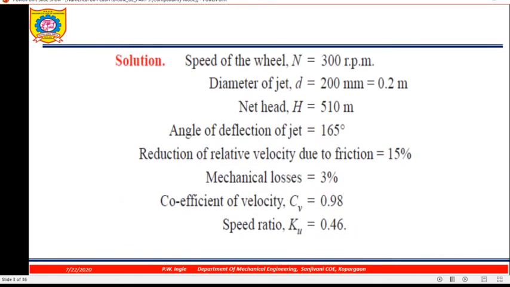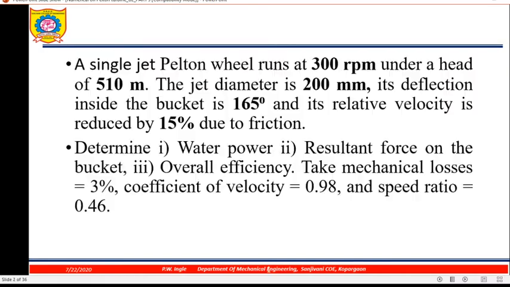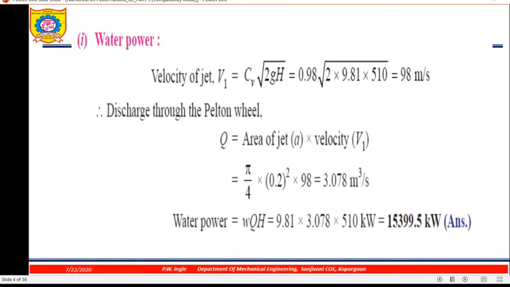So it is given: speed of wheel, diameter of jet, net head, angle of deflection, reduction in relative velocity due to friction, and losses. Now we have to calculate first what? Yes, water power. What is water power? It is rho g Q H or w Q H. So velocity of jet is Cv under root 2gH, so it is coming as 98 meter per second. Discharge through the Pelton wheel is area of jet into velocity.